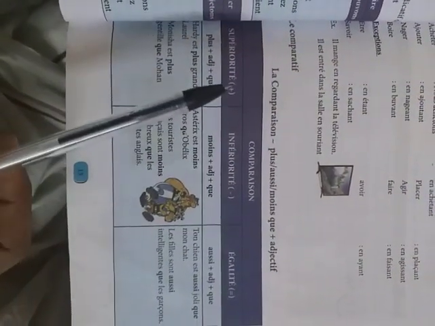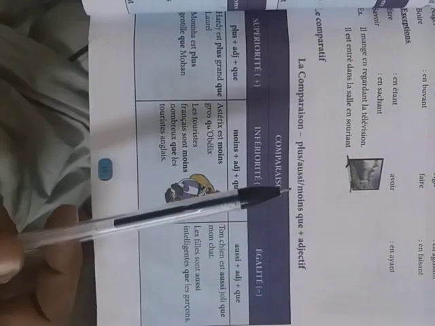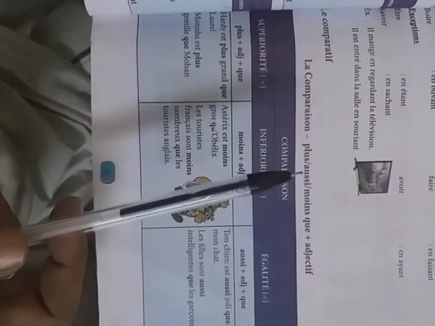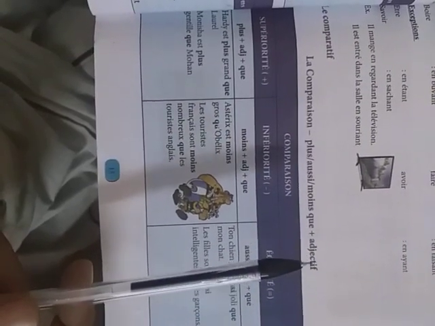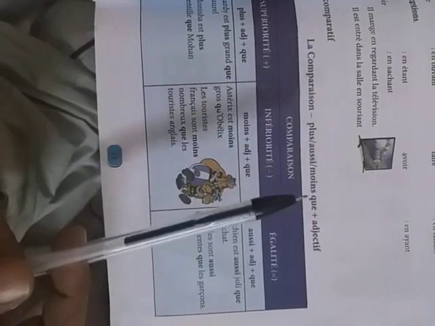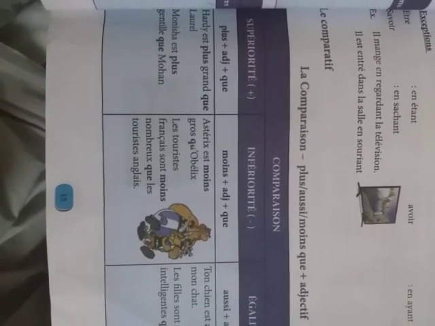In comparison, you have three degrees of comparison: superiority, inferiority, equality. You can use these forms to compare anything in this structure. Plus, aussi, moins, que, then the adjectives. First, we will see the superiority.